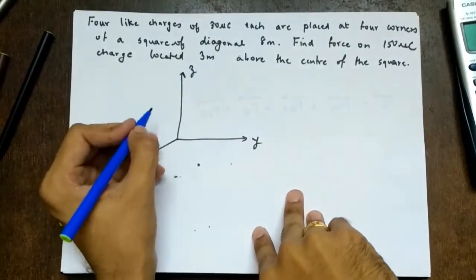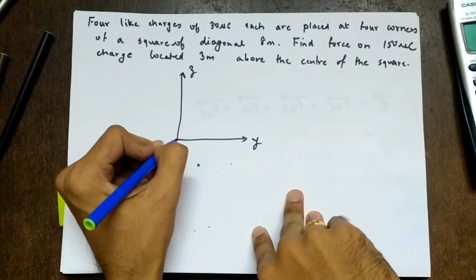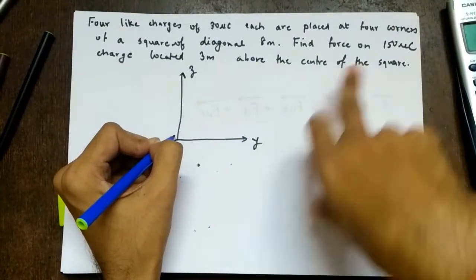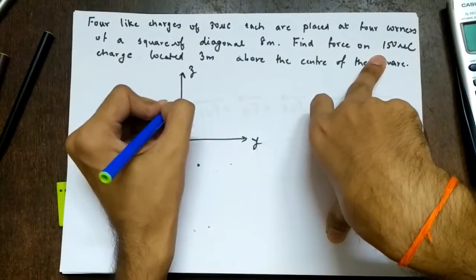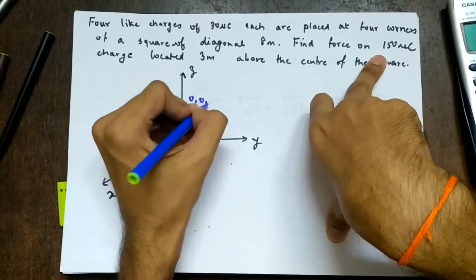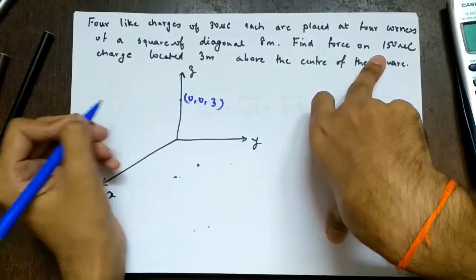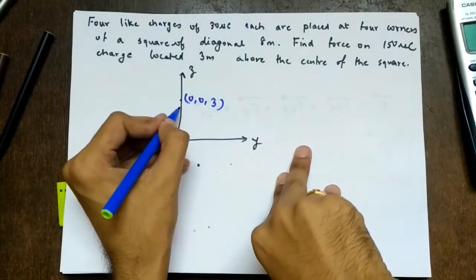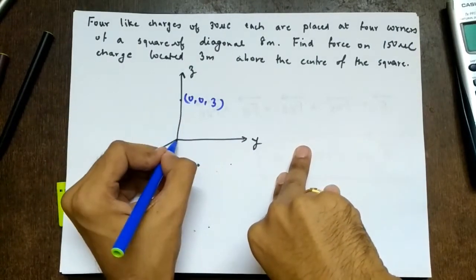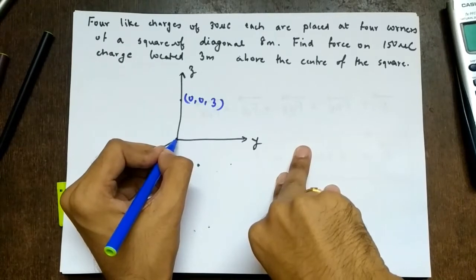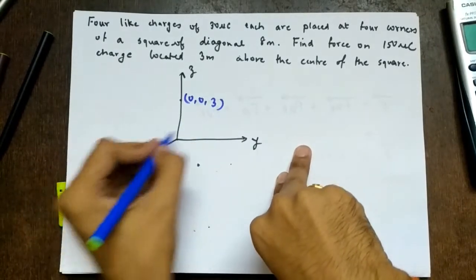It also gives a hint that if we place the center of the square as the origin, where will the 150 microcoulomb charge be? It will be at (0, 0, 3), right? So when is this possible? Only when we have placed the origin at the center of the square. And one more thing, if we place the center of the square at the origin, the other coordinates become very simple.